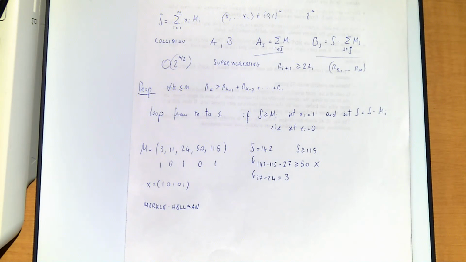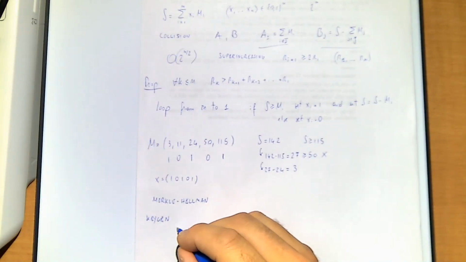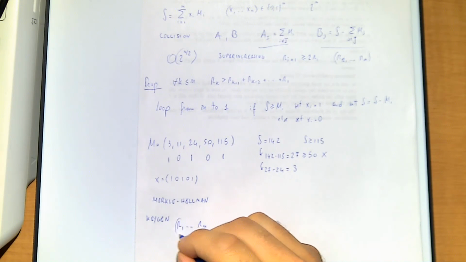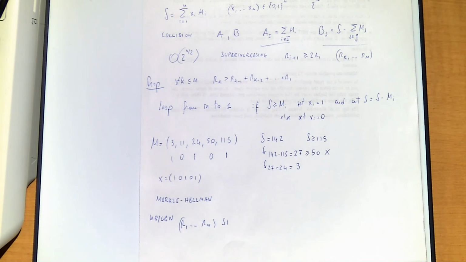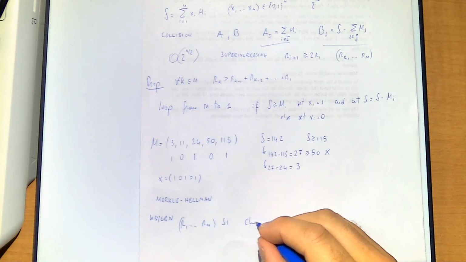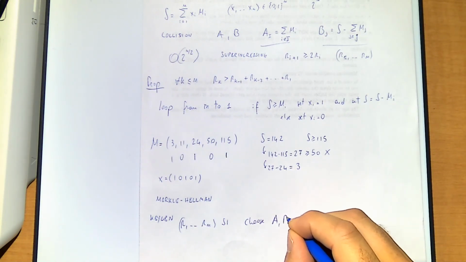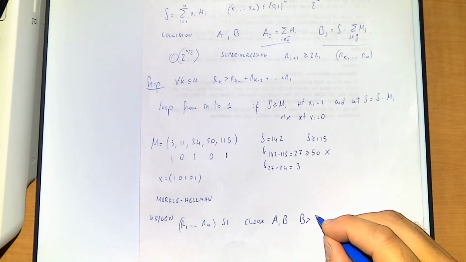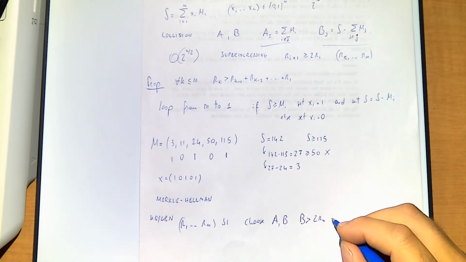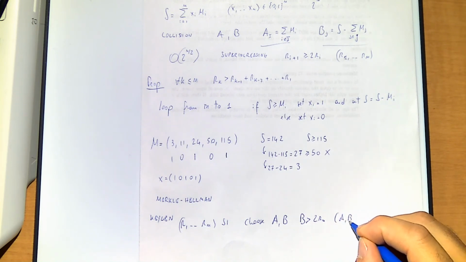So suppose you start with a private key. Here is the key generation. You start with a private sequence R1 to Rn, which is super increasing. And then you choose two integers a and b so that b is bigger than twice the last element, and you want a and b to be coprime.